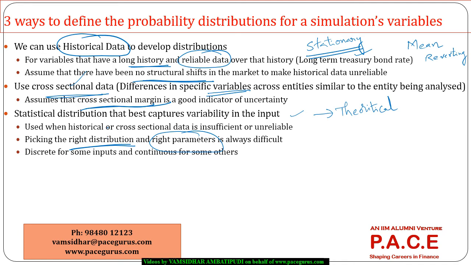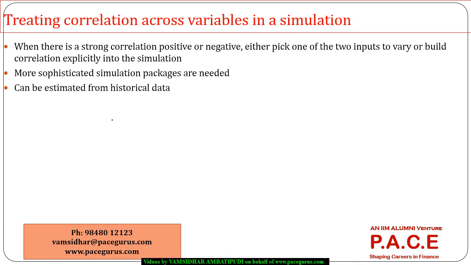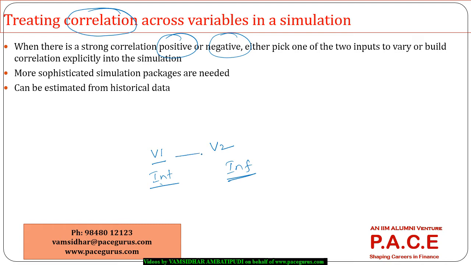So these are the three different ways in which I can define the probability distribution for the variables in a simulation. And if there are multiple variables, obviously I can't treat them completely independently. There might be a lot of correlation between the variables. It might very well be possible that variable 1 and variable 2, let's say the nominal interest rates and the inflation, are strongly positively or negatively correlated. Whatever it is, they might be correlated, they may not be independent.